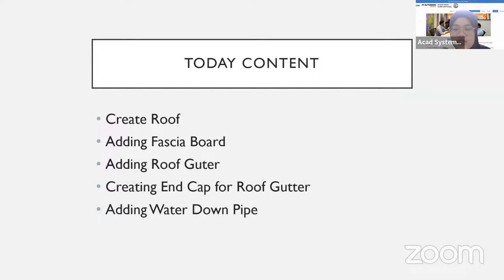And here is today's content. So basically I will show you how we create the gutter and downspout from the first step, which is creating the roof, and then adding the fascia, adding the roof gutter, and also creating the end cap for the roof gutter. And lastly, we will add the water down pipe.